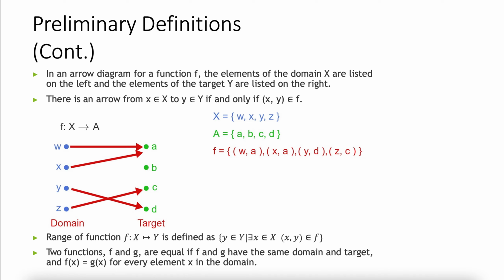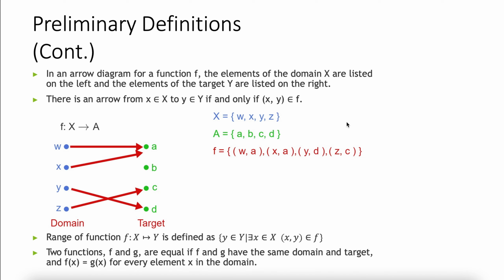The arrow diagrams define one set, basically the domain of whichever function you're trying to define. You mark that on the left, and the elements of the target are denoted on the right. You have an arrow for each element x belonging to the set x going to y, which belongs to set y, and only if x and y both belong to f.